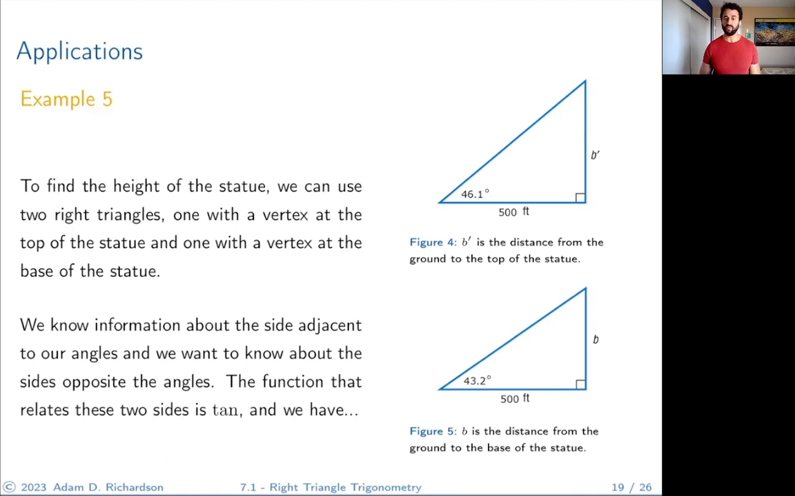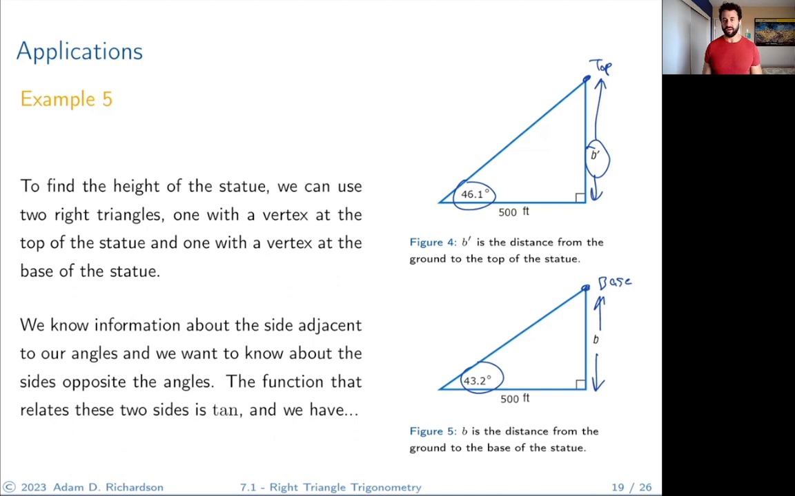Use two right triangles, one with a vertex at the top of the statue. This would be the top. And then one with a vertex at the base of the statue. This would be the base. So B prime is the distance from the ground to the top of the statue, and B is the distance from the ground to the base of the statue. Here are our two angles theta, 46.1 degrees and 43.2 degrees.